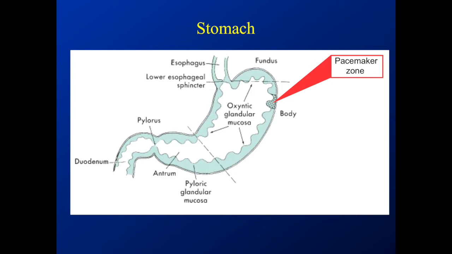Now here's the anatomy of it. You have the fundus up the top, and then the body, which has this oxyntic glandular mucosa in it. It also has this pacemaker zone in the greater curvature of the stomach, and then below the body, the corpus, is the antrum with the pyloric glandular mucosa, then the pyloric sphincter, or the pylorus, that separates the stomach from the duodenum.